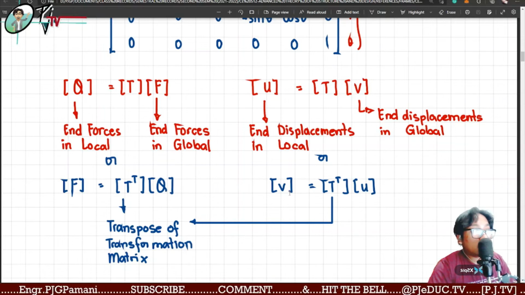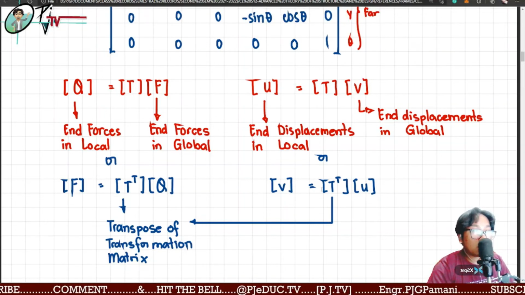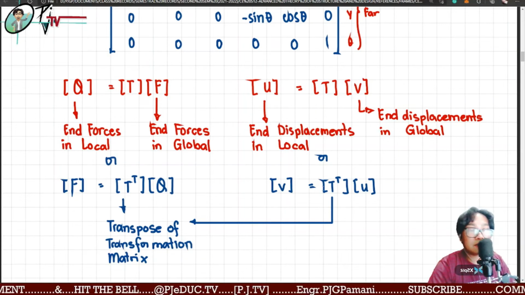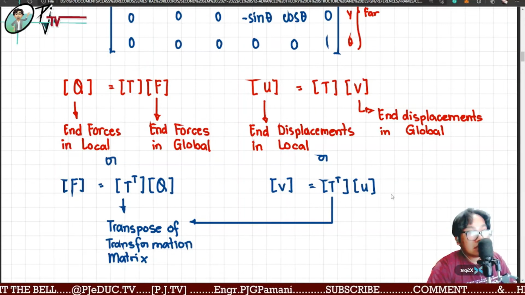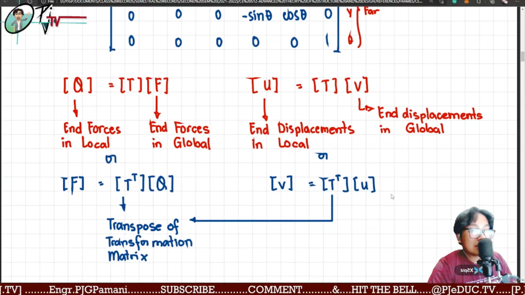The end displacement on the global coordinate system is equal now to the transpose of the transformation matrix times the end displacement of a member on its local coordinate system.